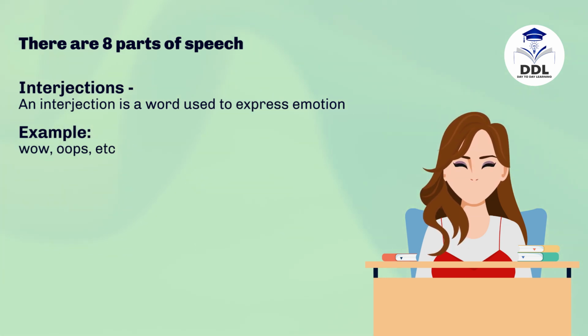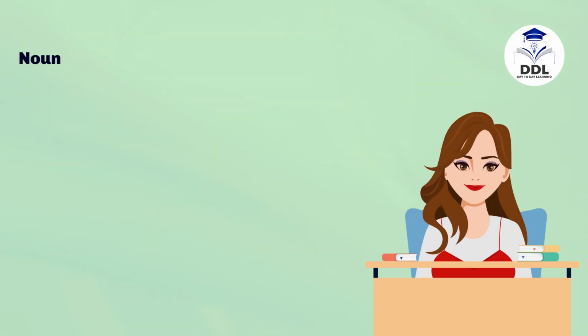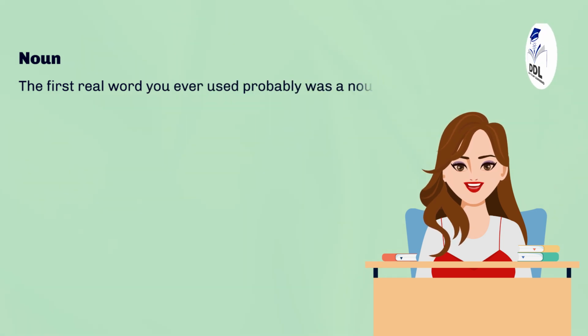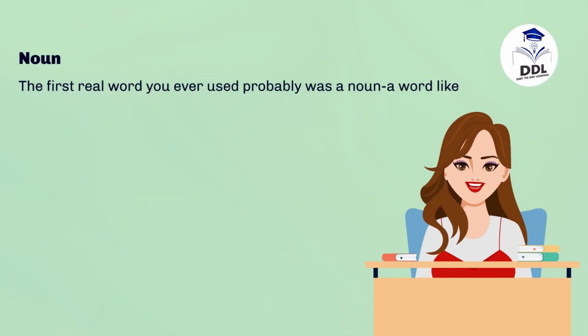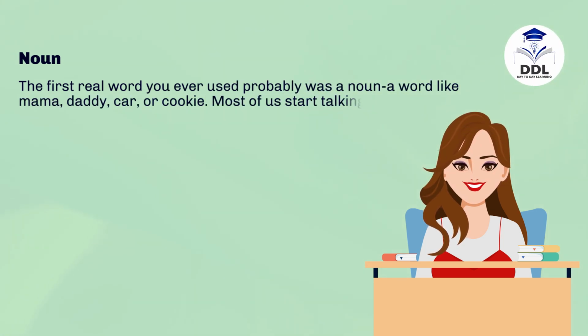Let's know more in detail about each of the parts of speech mentioned above. Noun. The first real word you ever used probably was a noun. A word like mama, daddy, car, or cookie. Most of us start talking with nouns basically, right?